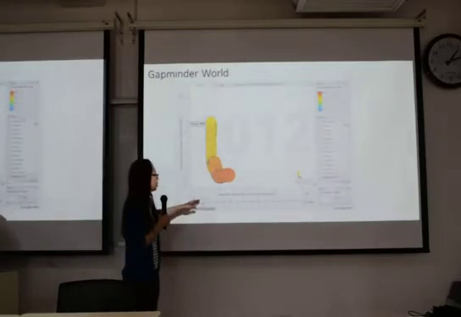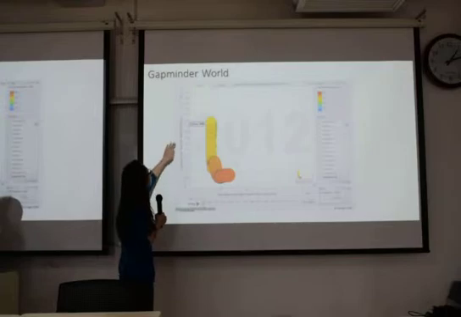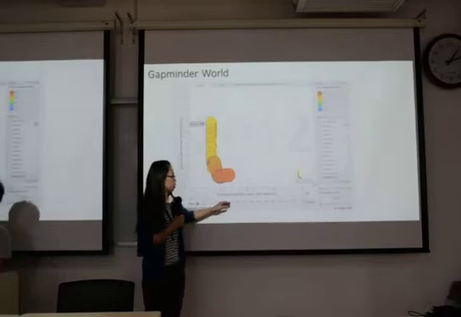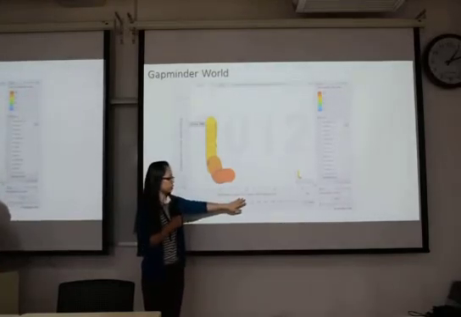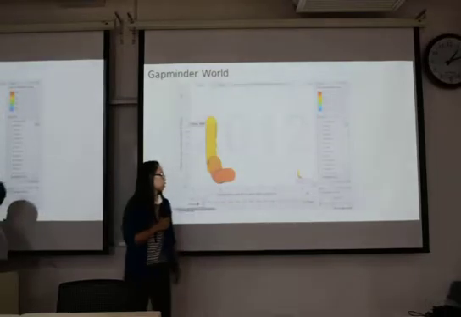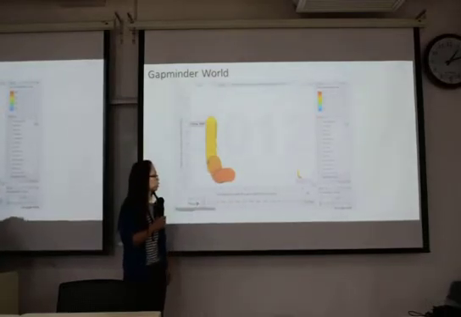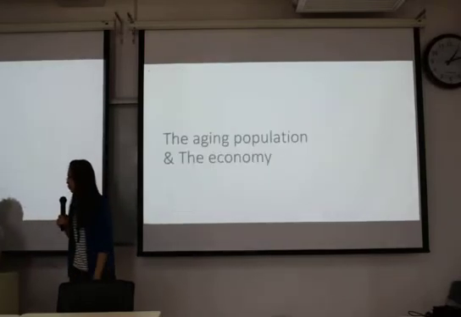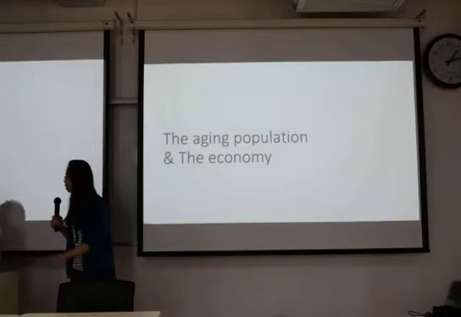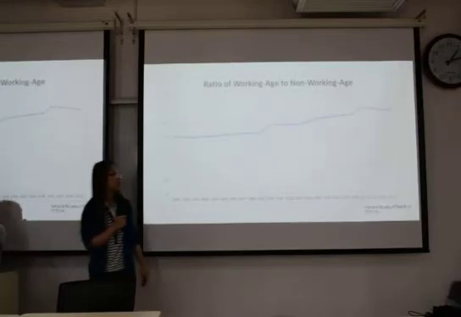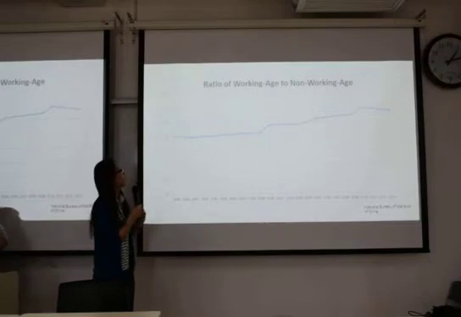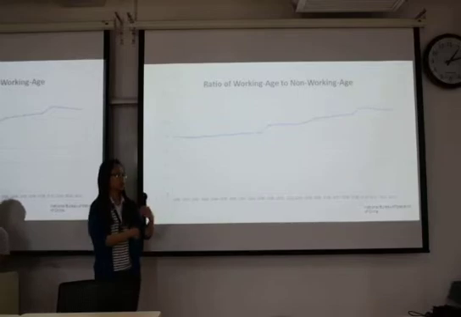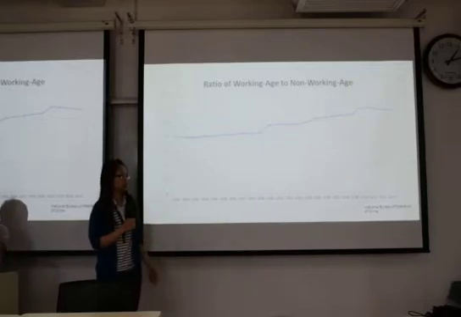So you can see that the fertility rate dropped dramatically, and the old people aged 60 and above are increasing more. And I will talk about how it is related to the economy.